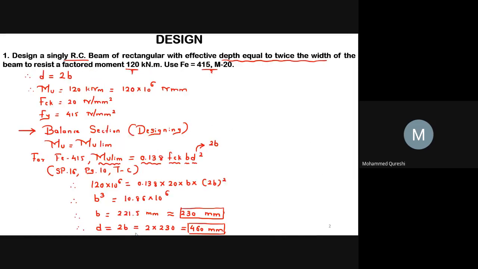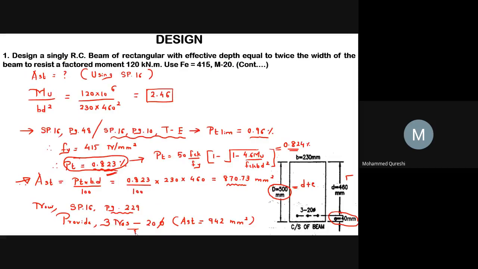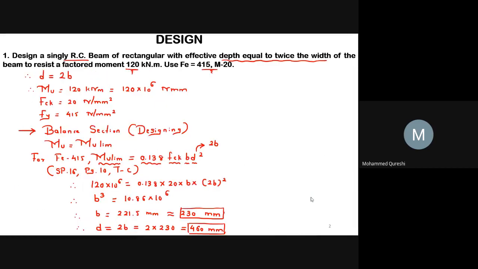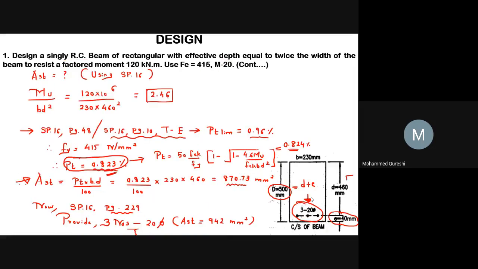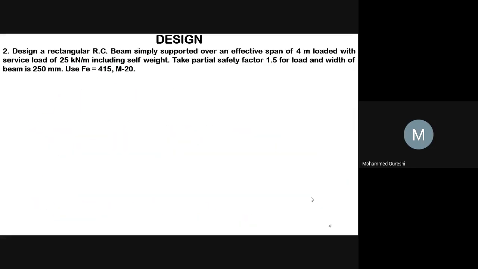So this is the design of singly RC beam. Hence we had provided three numbers of 20 dia bars over here. By this way, you have to design a singly RC beam. We will go for the next example.